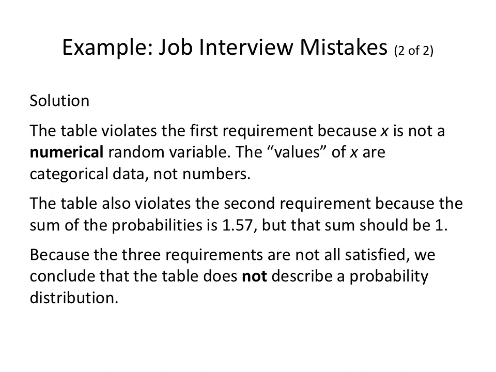So the table violates the first requirement because X is not a numerical random variable. The values are categorical, not numerical. The table also violates the second requirement because the sum of the probabilities is 1.57, and it should be 1. Even though the probabilities are between 0 and 1, those other 2 things are not true, so it cannot be described as a probability distribution.